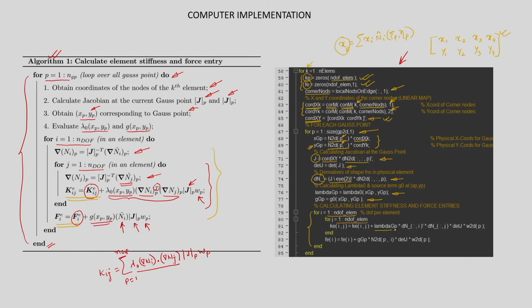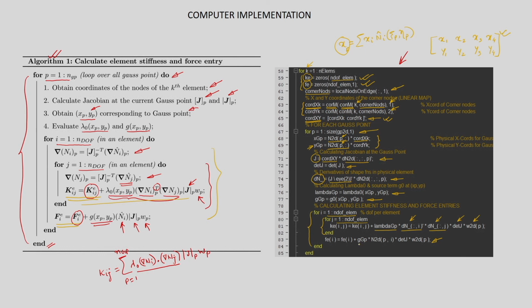So, this is lambda at the Gauss point, this is dNi, the derivative of the Ni shape function in the physical element, this is the derivative of the Nj's in the physical element, then multiplied by the determinant J into the weight. Alright. So, this is exactly what has been written in the algorithm. Alright. Then the loop over j closes, and similarly we calculate the force entry.